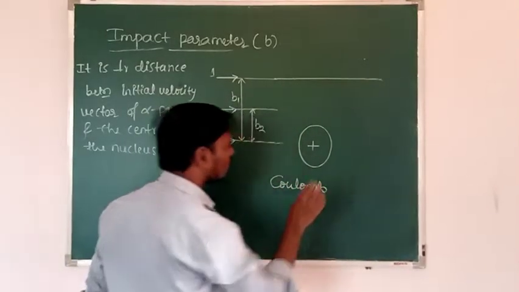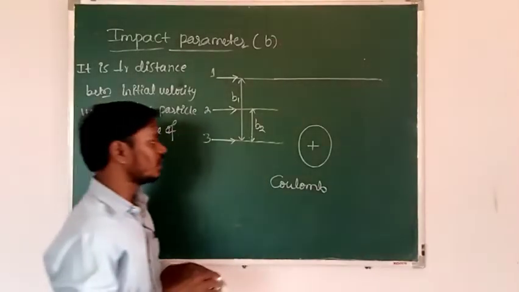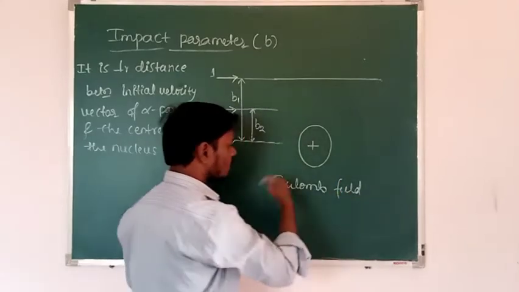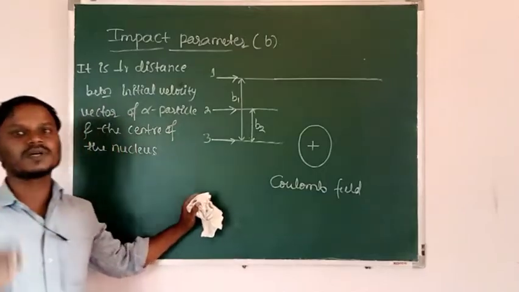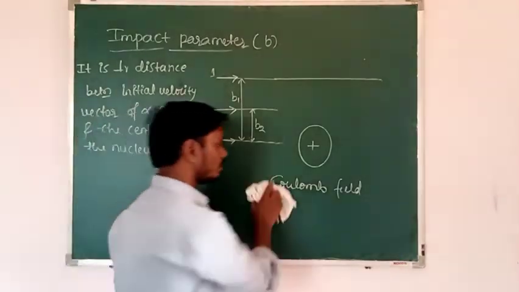The field in which the alpha particle experiences the repulsive force. Okay, Coulomb field means it is the space or the region around the nucleus in which the alpha particle experiences the repulsive force, that is called Coulomb field.